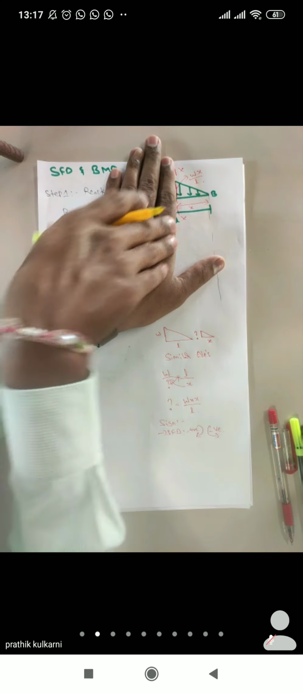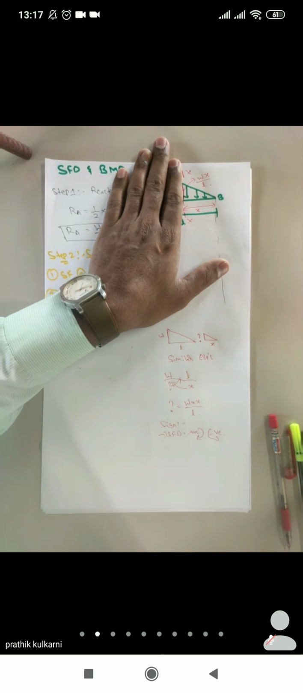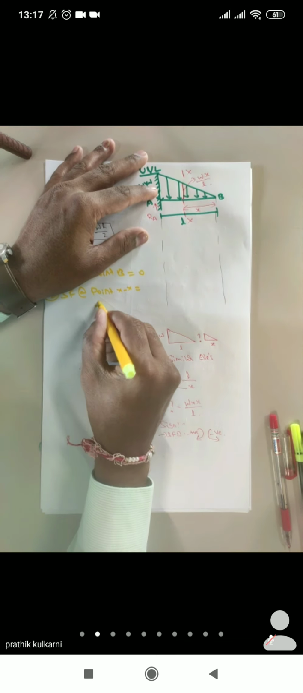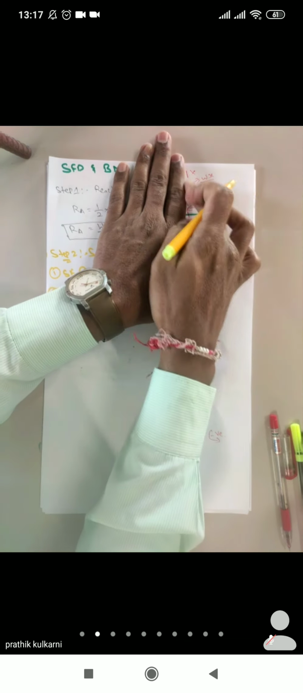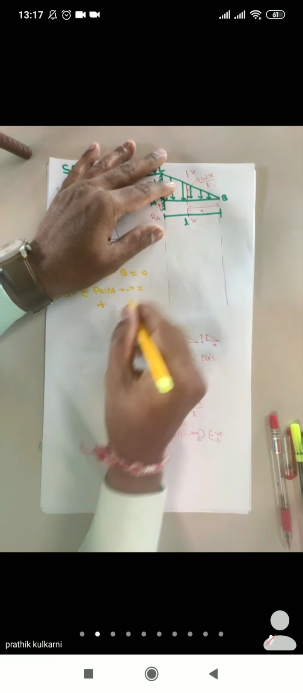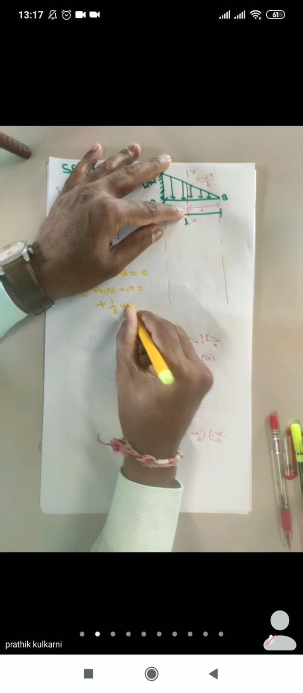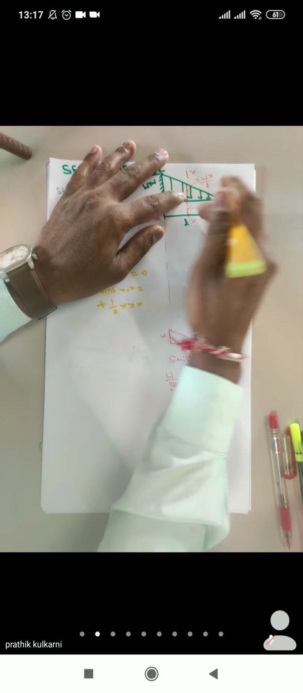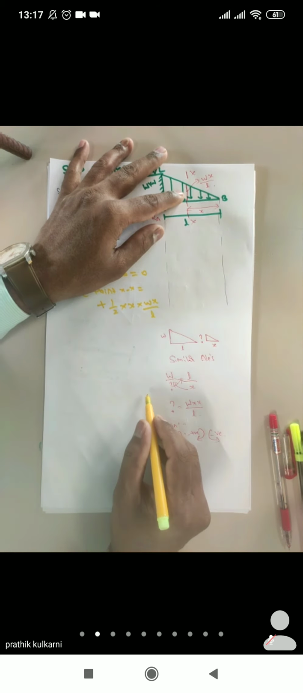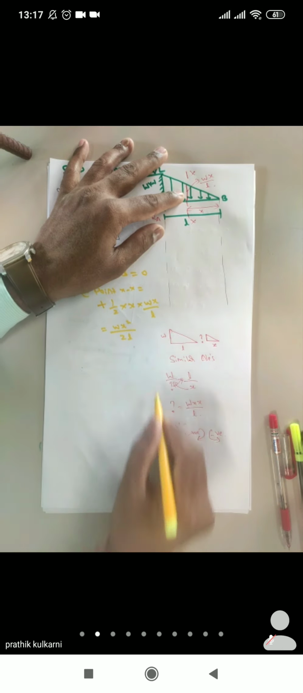At this section you have to consider whether this will come in a clockwise or anti-clockwise direction. This is coming in a clockwise direction, so I'll write it as plus. Now, what is the complete loading I have here? The complete loading is in the shape of a triangle, so I can take it as half into base, which is X, into height. The height I have already calculated as Wx by L. So this is Wx square by 2L.